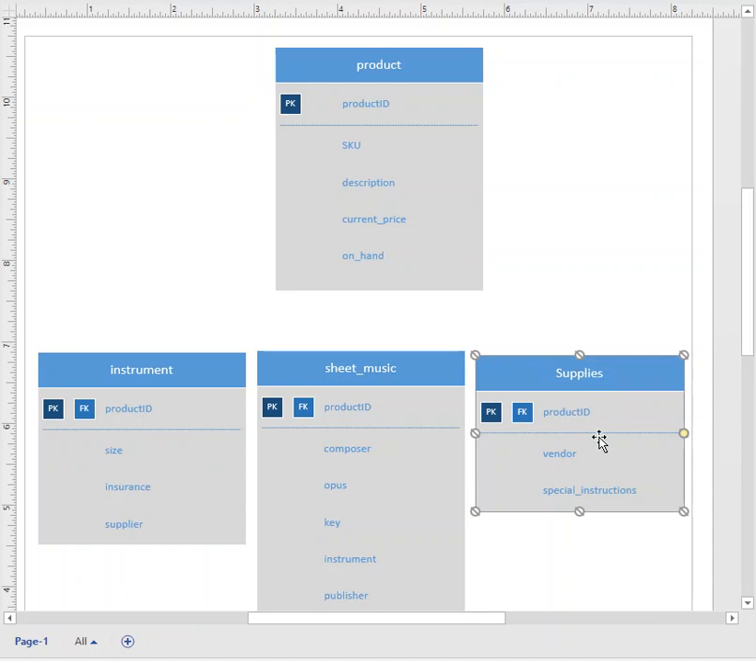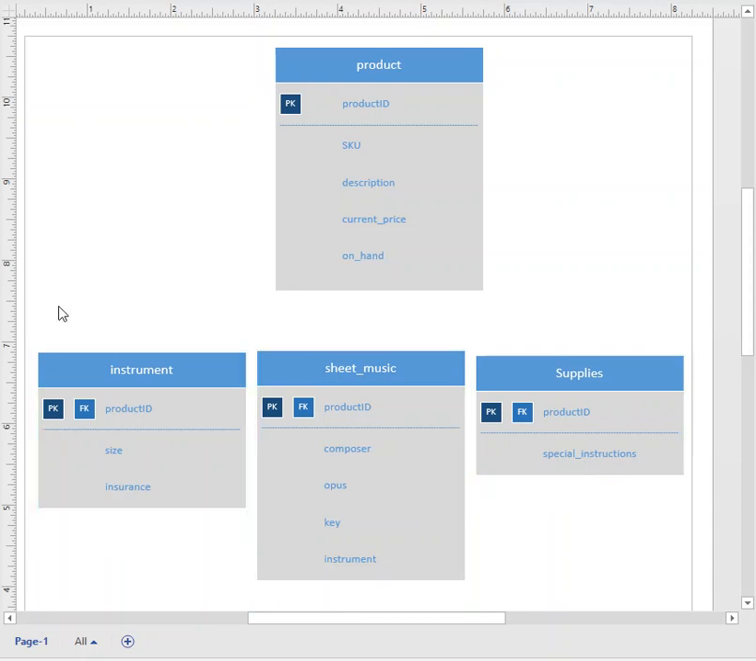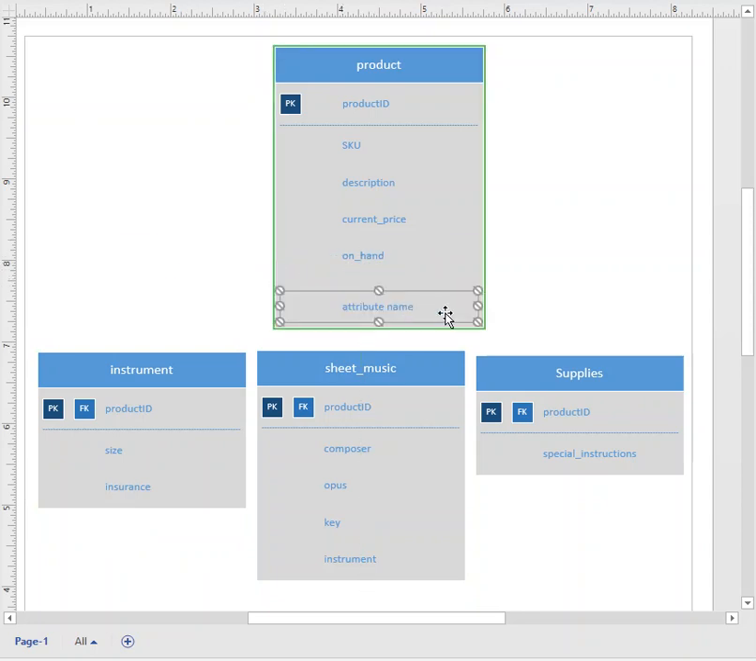Let's say I have supplies and I have vendor ID and I have special instructions, which is kind of a generic comment field. And I look at that and I say, well, realistically, I have a supplier and I have a publisher and I have a vendor. And those really are all the same thing. So those are all kind of suppliers. So I could go in here and get rid of those and add an attribute to my main table that allows me to have a supplier, which will act as my publisher or my instrument maker or whatever. So I can add that there.